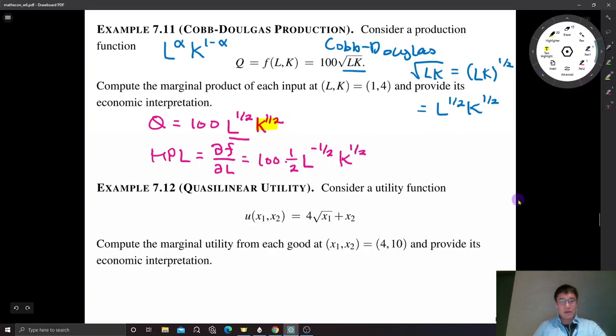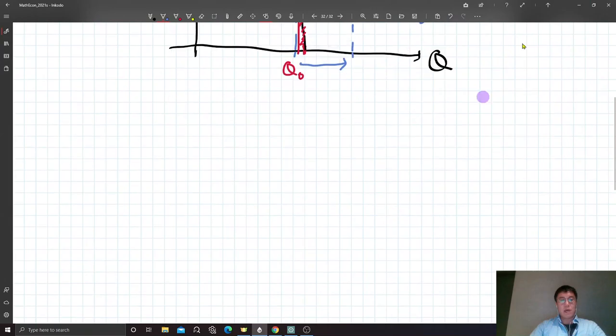Then let me simplify this. 50 K to the 1/2 over L to the 1/2, because whenever we have a negative sign in the power, we can move it to the bottom by changing the sign of the power. Right? So we have this, and then we can rewrite this as 50 square root of K over L. Okay, there is MPL. And now compute MPK.